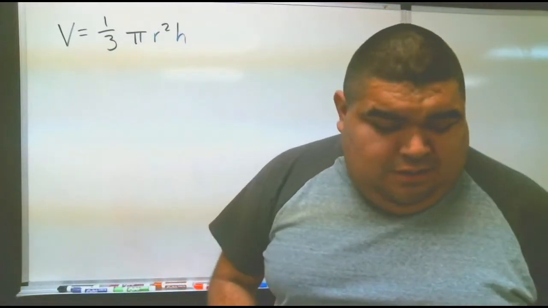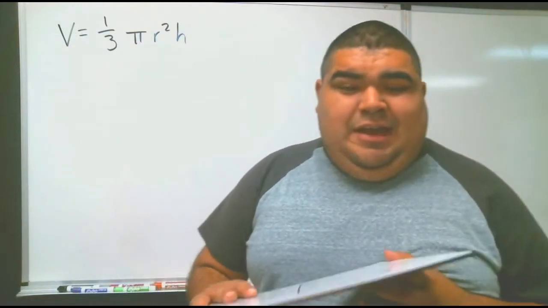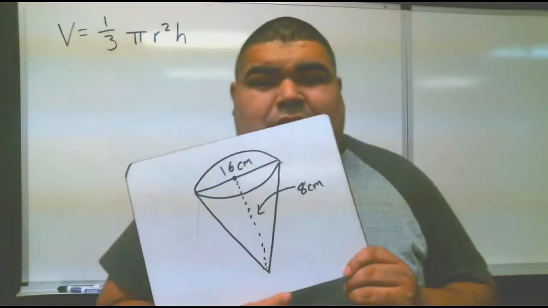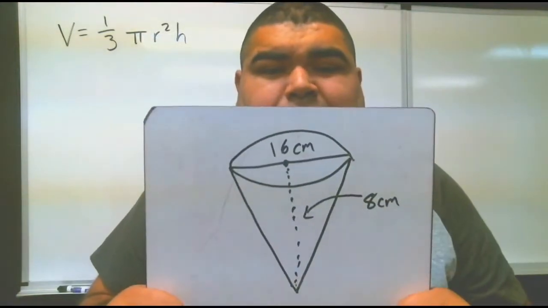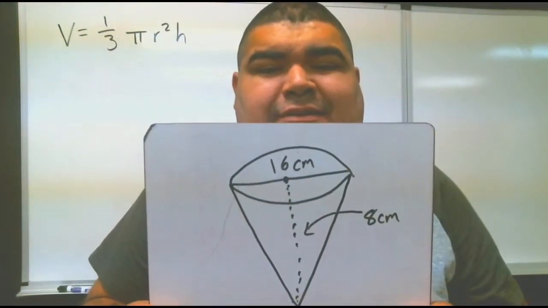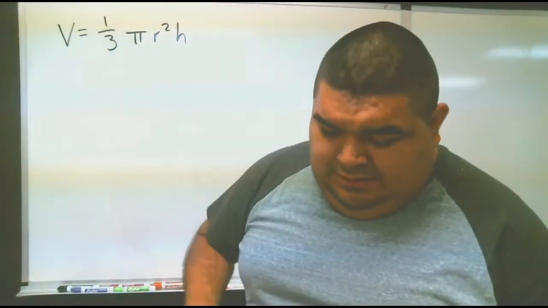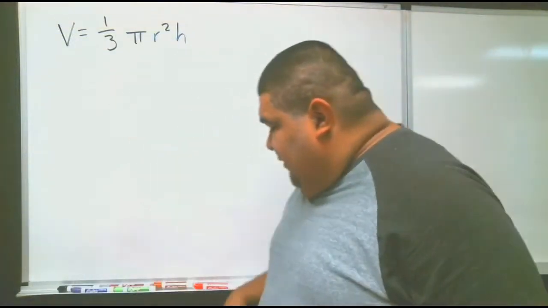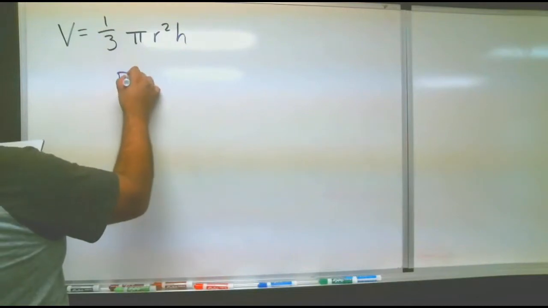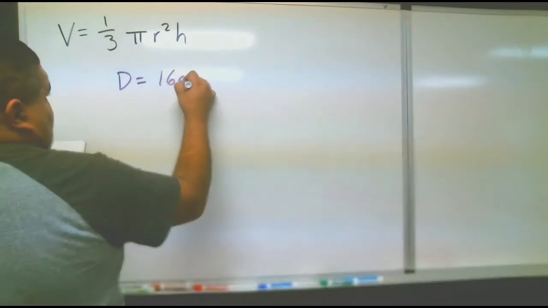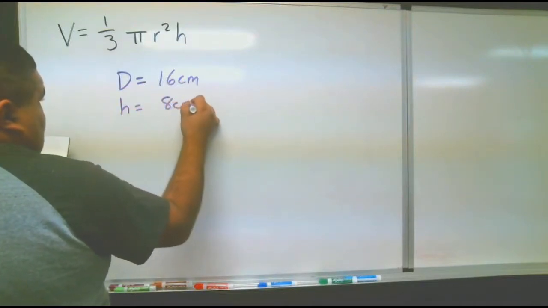All right. Our first example for today. We have this cone here. Diameter 16. The height is 8. So our diameter equals 16 centimeters. Our height is 8 centimeters.